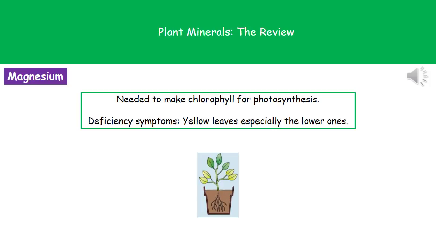The last one we need to remember is magnesium. And the reason our plants need magnesium is to make chlorophyll, which obviously we need for photosynthesis, so that if we don't have enough magnesium present in our plants, we get yellow leaves, especially the ones found lower down on our plant.